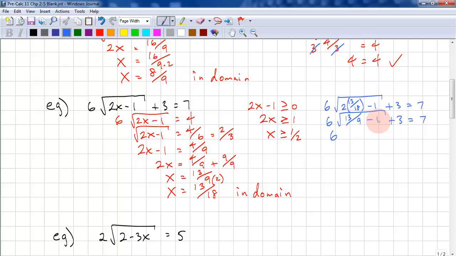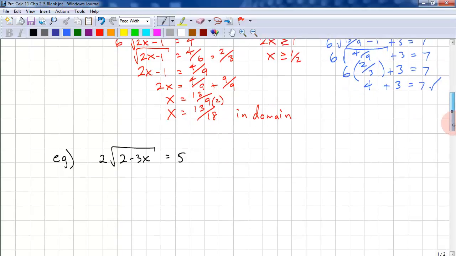Now, 1 is 9 over 9 using common denominators. So this is 13 minus 9. So we have 4 over 9. And that's 2 squared, that's 3 squared, so we have 6 times 2 over 3 plus 3 equals 7. Common factor of 3 in here and here, so we have 2. 2 times 2 is 4. That's close enough. We can put a check mark, and we're done.